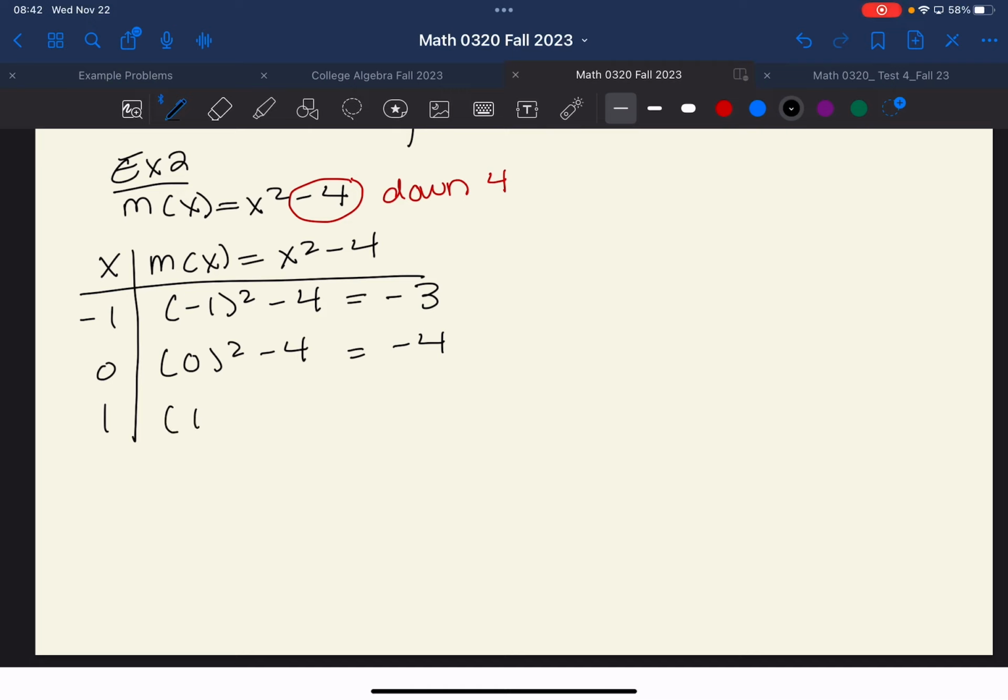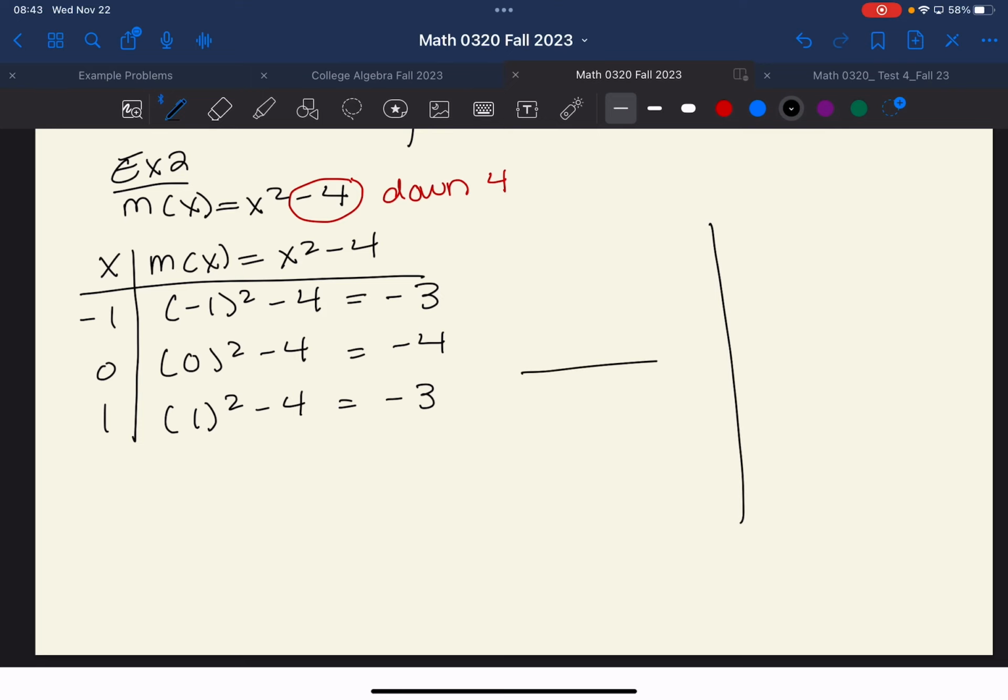And then lastly, I have 1 squared minus 4, which is -3. Notice how when I plug in my x value of -1 and my x value of 1, I get the same y values. That's because our parabolas are symmetric. So on either side of that 0, I should be getting the same points, because I want my parabola to be symmetric down the axis of symmetry. So that's just something to note.